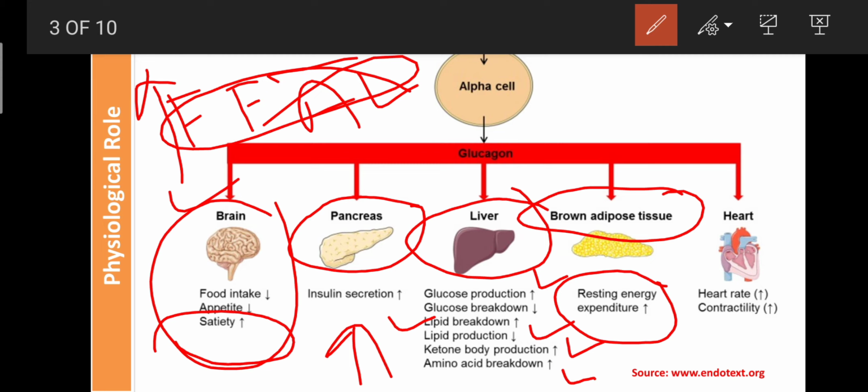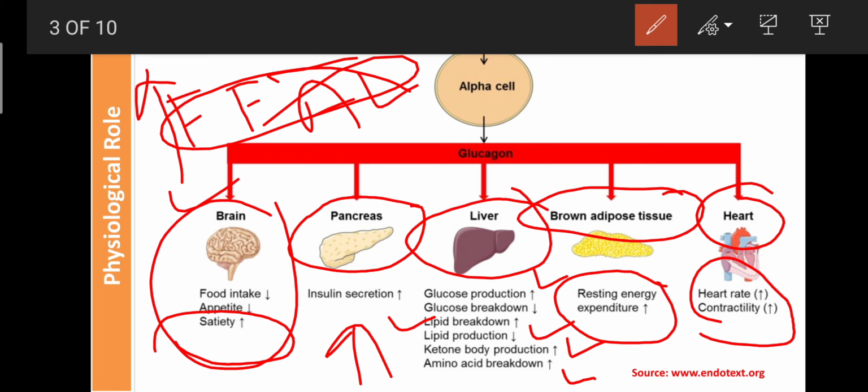And lastly, the glucagon can act on the heart, where it can enhance the heart rate as well as the contractility. It means the glucagon can increase the heart rate as well as the force of the contractions in the normal concentration. But in high doses, the glucagon can decrease the blood pressure by causing vasodilatation.